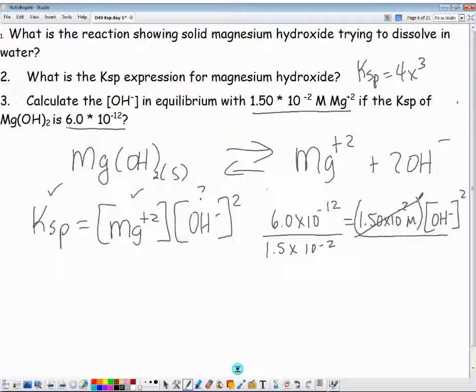All right, mental math. What is 6 divided by 1.5, or what's 60 divided by 15? 4. See, if I don't like 6.0 divided by 1.5 because I don't like decimals, what I do in my mind right away is I move my decimal for both and say 60 divided by 15. Aha, I can do that. 4. Times, now this part right here, whenever you have exponents, and one's on the top and one's on the bottom, you subtract the one on the bottom from the one on the top. So what is negative 12 minus a negative 2? A negative 10. And that equals OH minus squared.